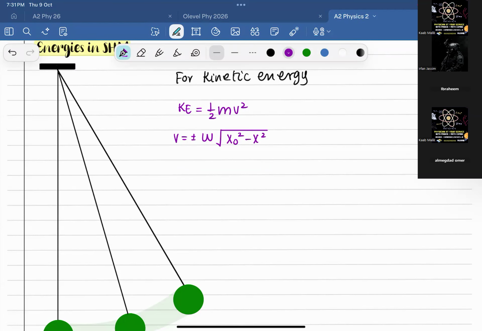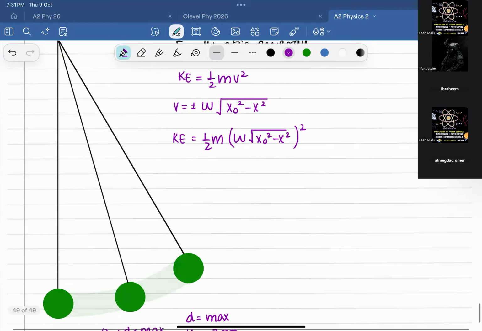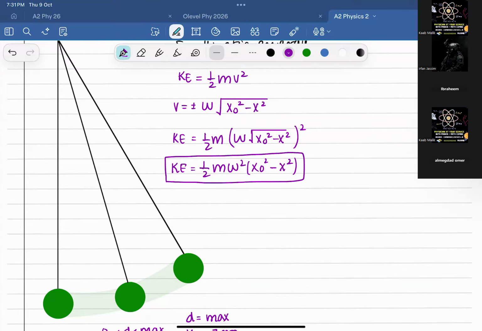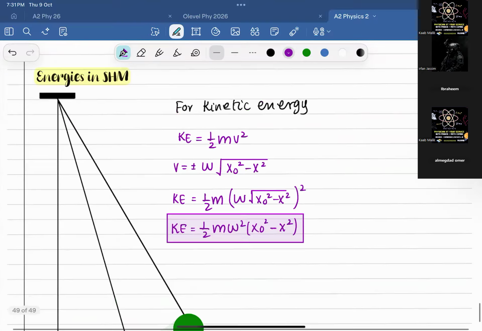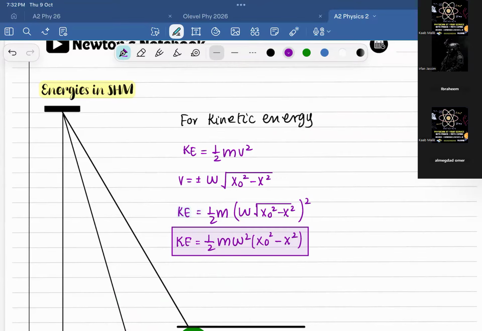Now the kinetic energy is going to be half m, and then put the values in, omega, and then under root x naught squared minus x squared, okay, and whole square, right? Then kinetic energy is going to be half m omega squared, and then x naught squared minus x squared. We will generally be using this formula for the kinetic energy, right? So kinetic energy at any instant is given by this formula, okay, clear?